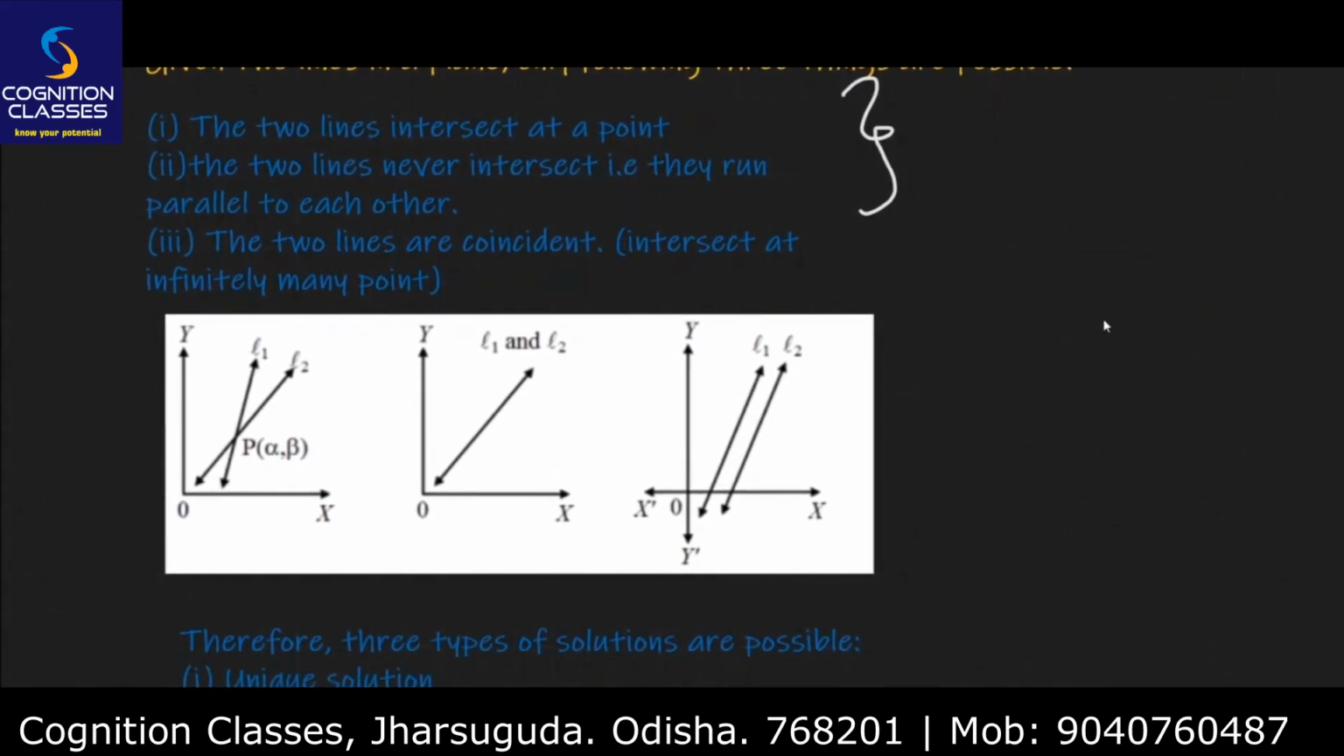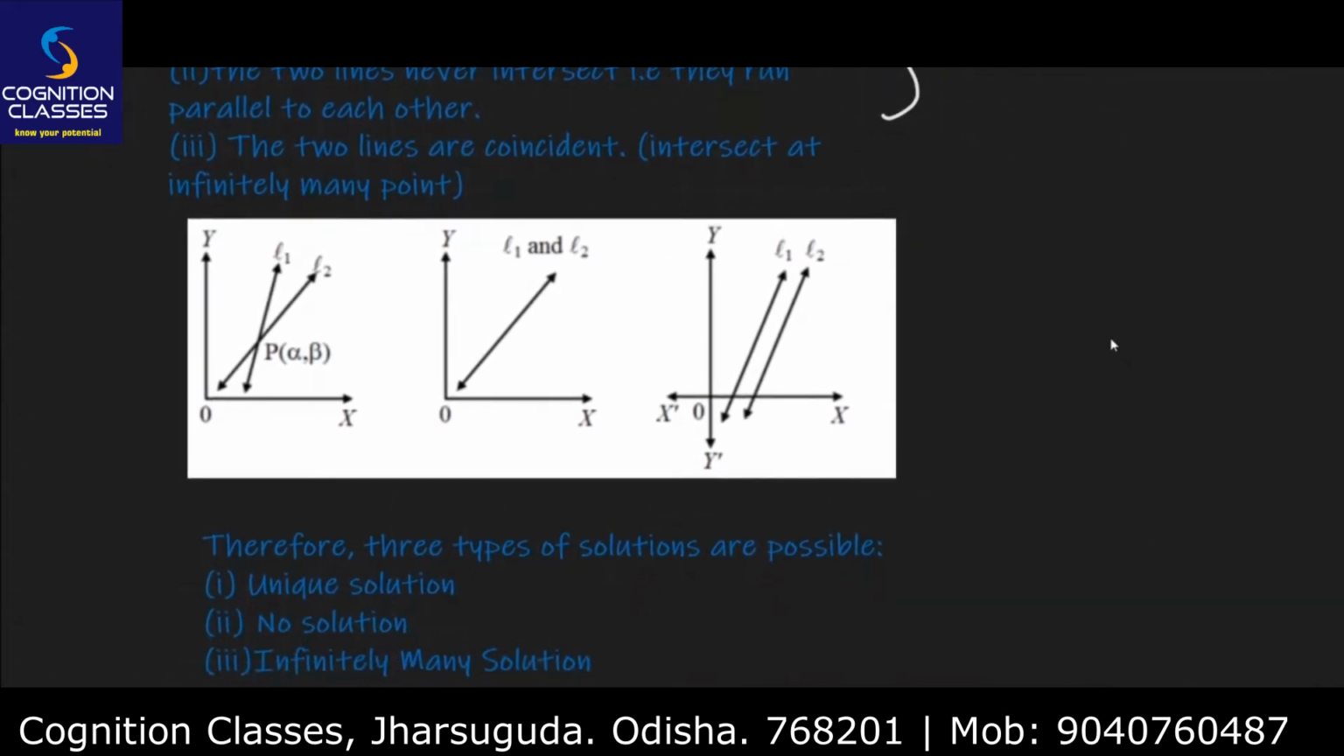So here I've shown you all the three possible cases. In the first case, you can see that line L1 and line L2 intersect each other at a particular point. In the second case, the lines are always coincident over each other, so you cannot make out which is line 1 and which is line 2. Or I can also say that they intersect at infinitely many points. In the third case, lines L1 and L2 always run parallel to each other, that is, they never intersect with each other.